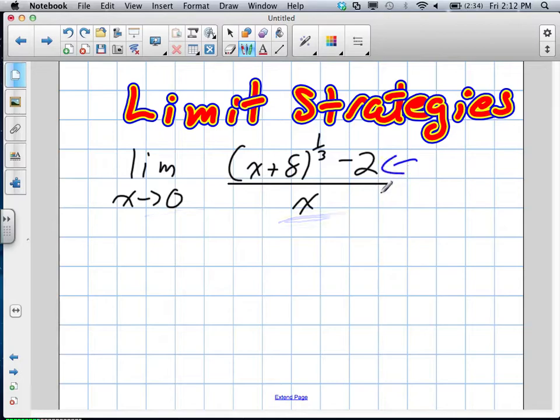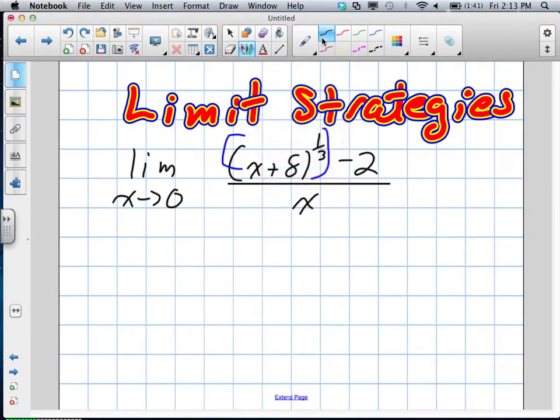The other problem is simplifying the top of this. This is the third root of x plus 8, which becomes difficult to rationalize or simplify. So instead of simplifying this, we're going to set some variables equal to our difficult parts, then simplify using those variables, then plug in our values at the end and find the limit. So what I mean by that is we're going to set up a let statement.